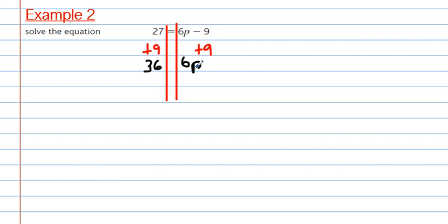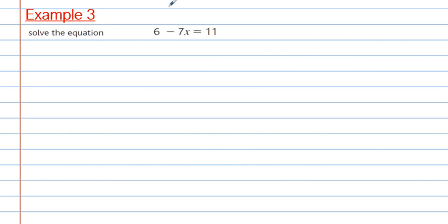That's good. The coefficient of p is 6, and I want to get rid of that, so I divide both sides by 6. Then I tidy up. So p will be 6. And you can test if you are right or wrong, as in the first example. Let's go on to example 3.